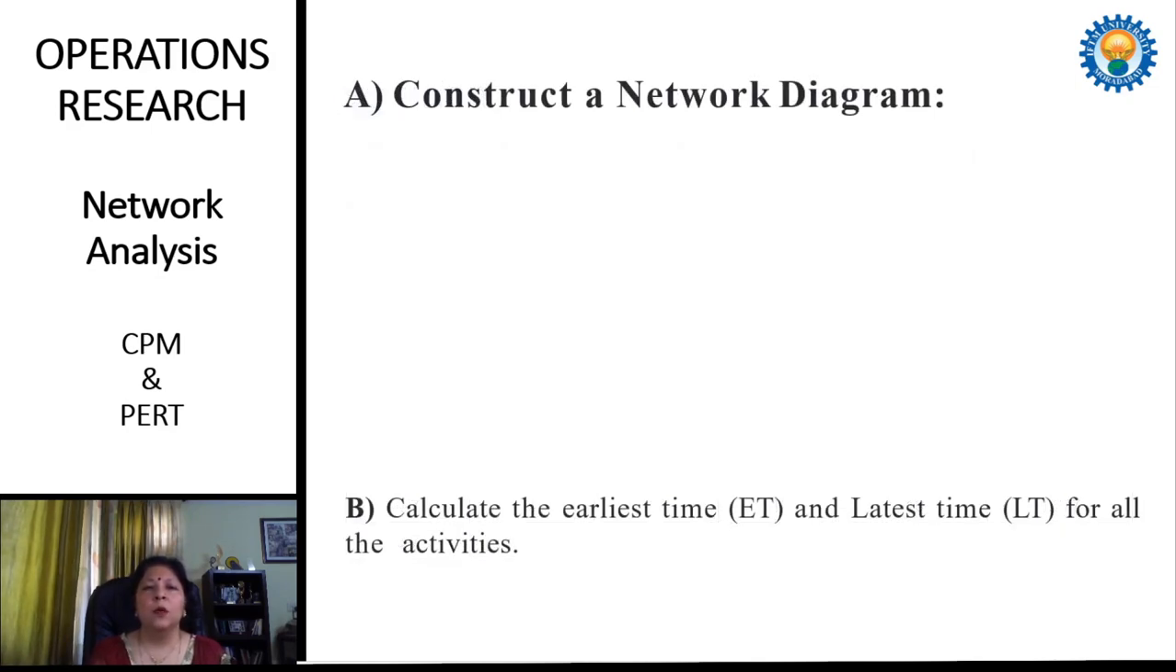What are the requirements of this question? First of all, we construct a network diagram. For constructing a network diagram, we see in this table the first event is 1. So we start with event 1, and it is represented by a small circle. If we see in this table, there are 3 activities which start with 1. The first one is 1 to 2, the next one is 1 to 3, and the third one is 1 to 4.